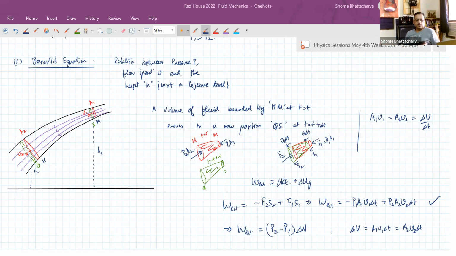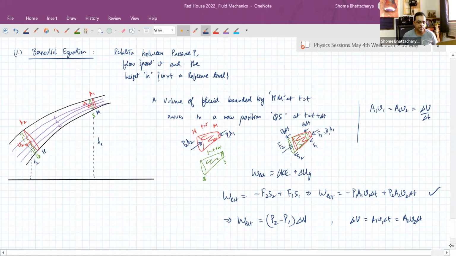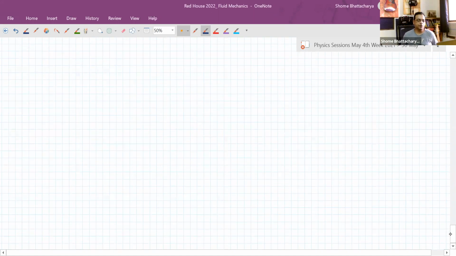Okay, so that's about the work done side. Now let's understand how we'll calculate the change in kinetic energy and the change in potential energy. Now this is where it becomes very important to understand the concept of the velocity profile.